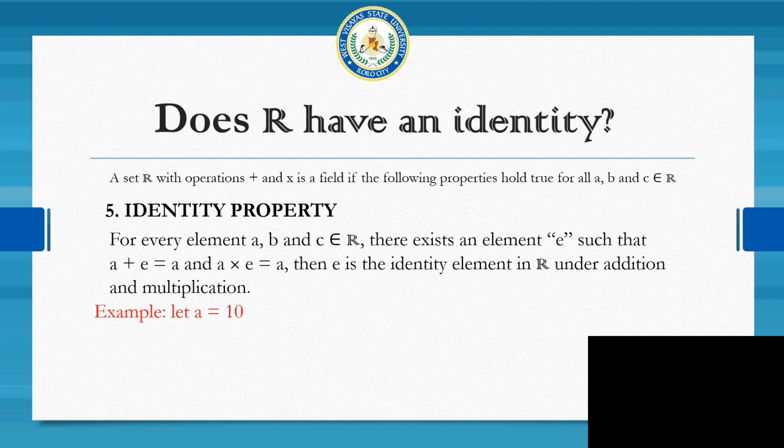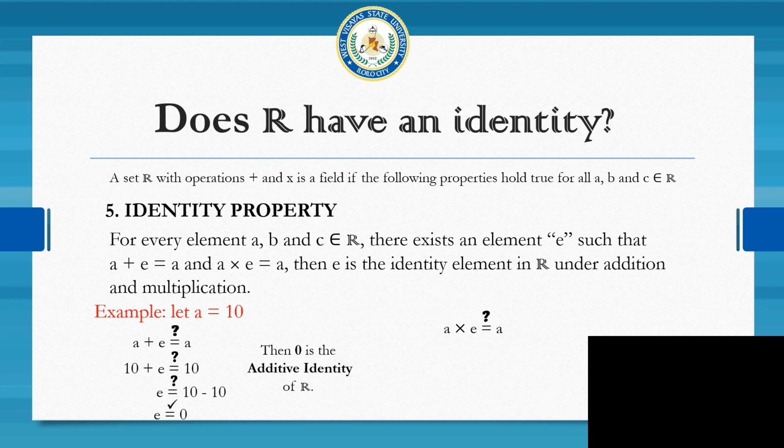For example, if we let A equals 10, then A plus E equals A. Substituting, we have A plus E equals 10. Then solving for E, we have E equals 10 minus 10. E equals 0. Therefore, 0 is the identity element of R under addition.